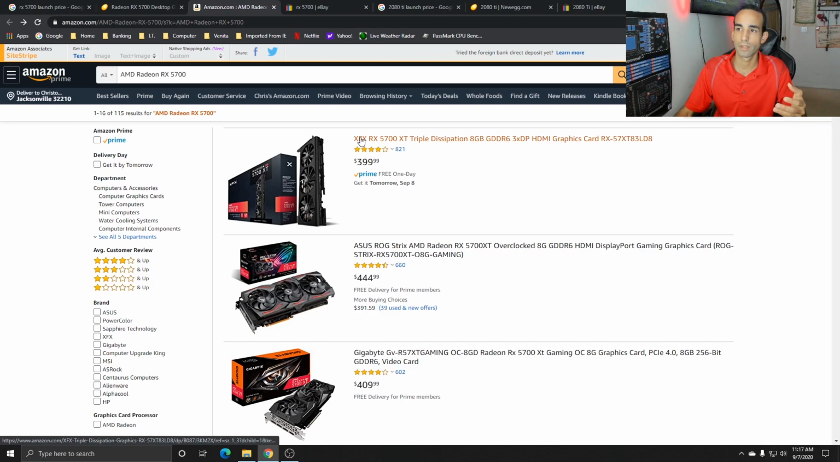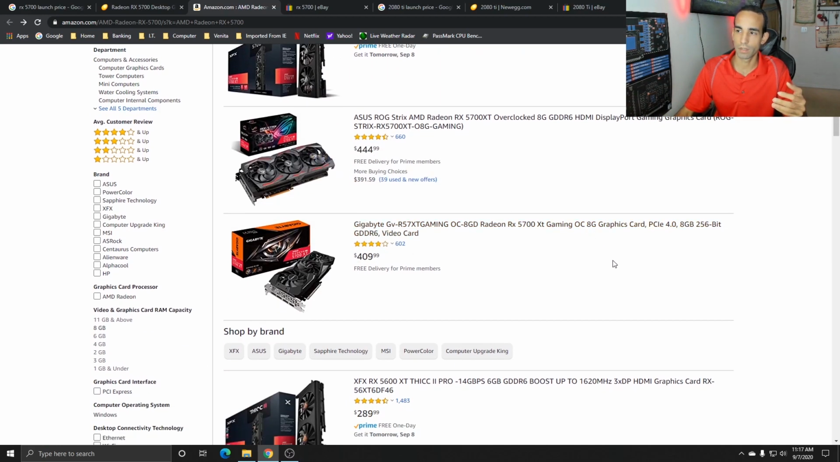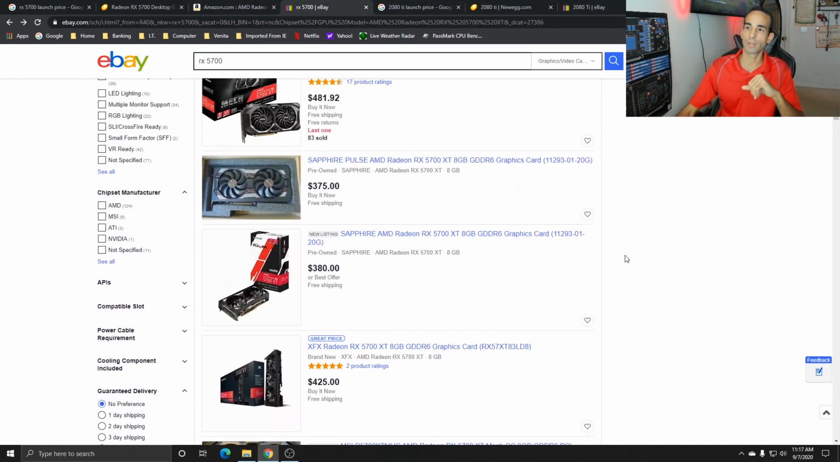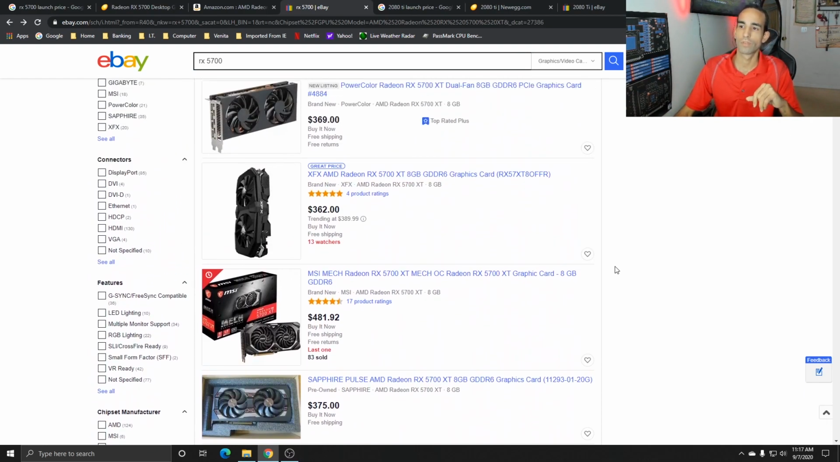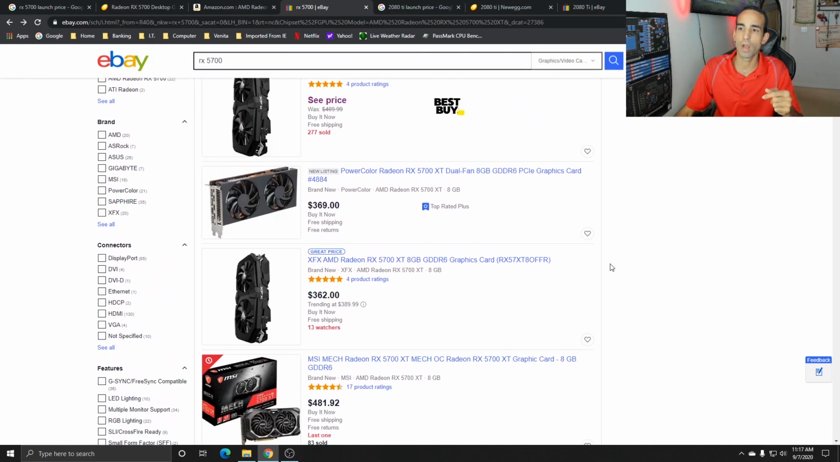But it's still around the price point from when it first launched. The XFX triple dissipation, which used to be the thick, is $400. Of course, we know the Asus Strix is a little bit pricey, $444. The Gigabyte RX 5700 XT, $400. Look at the used market. Some of them are a little bit overpriced, but the used market is pretty much on point. We can see that the PowerColor RX 5700 XT is $369, free shipping, all that good stuff. Obviously, there's going to be tax in there and everything.